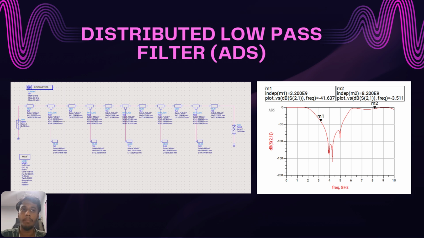At our stop band target of 8.2 GHz, the filter achieves a deep attenuation of negative 41.6 decibels. While the graph displays the typical periodic repeating response inherent to transmission line filters at higher frequencies, it strictly meets all of our design constraints. Most importantly, this design is fully optimized for physical PCB manufacturing.